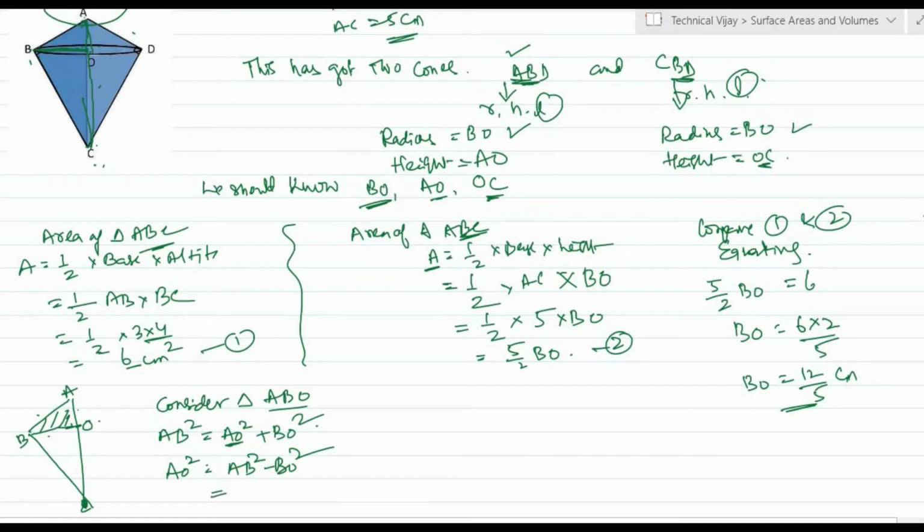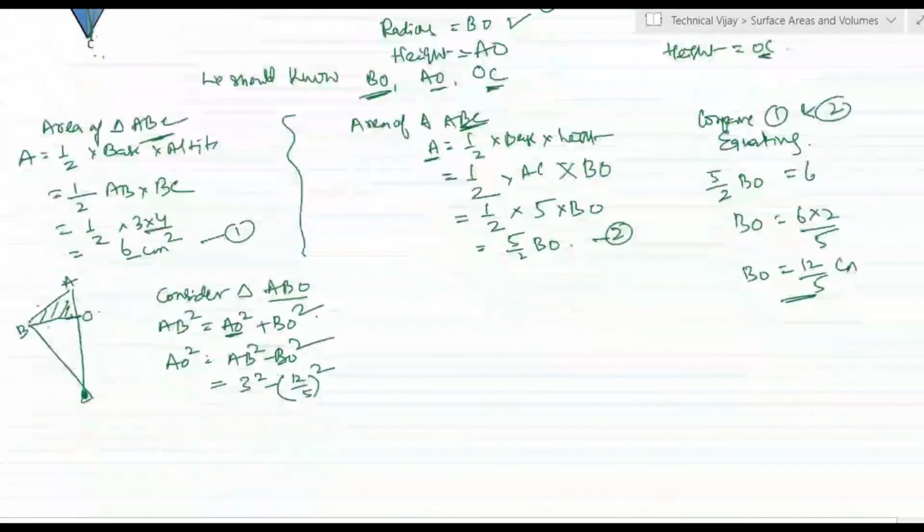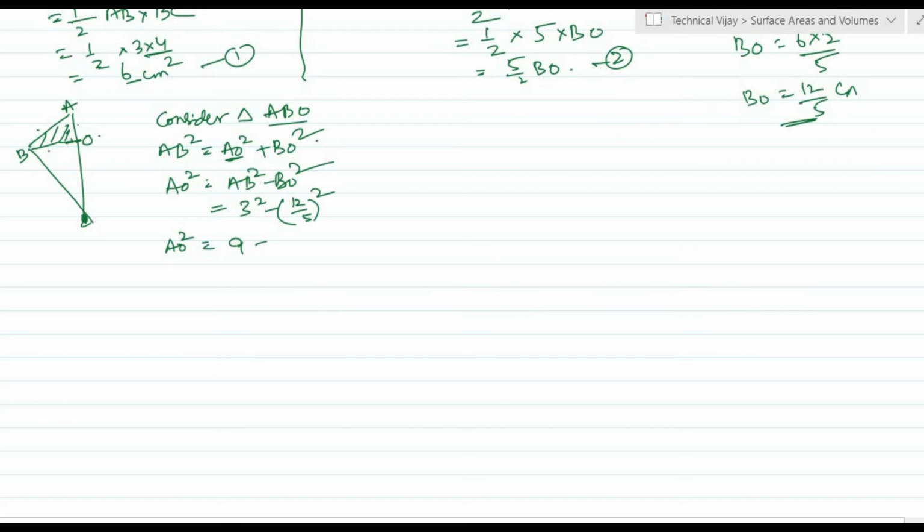AB we know is equal to 3 centimeter. So 3 square minus BO, that is 12 by 5 square. So AO square is equal to 9 minus 144 divided by 25. That is 25 into 9, which is 225, minus 144 divided by 25. So AO square is equal to 81 divided by 25. So AO is equal to the square root of 81 by 25.